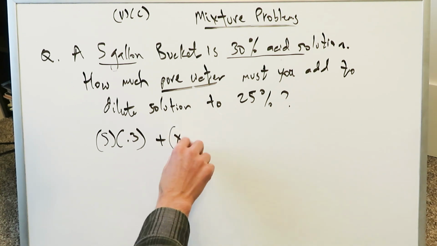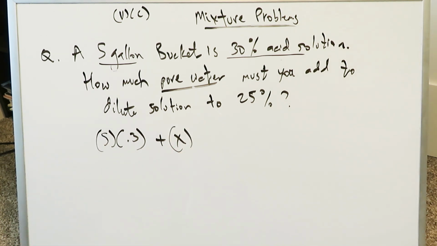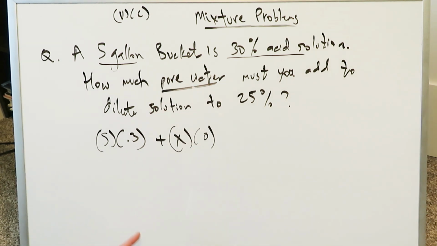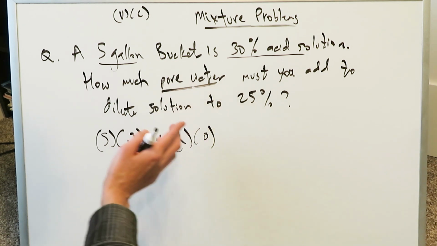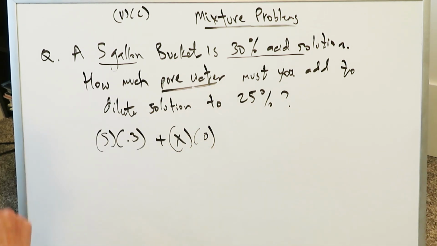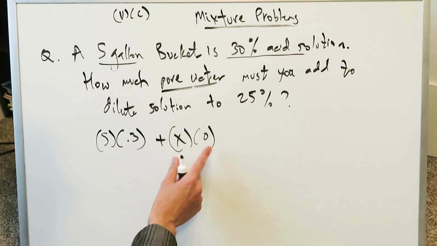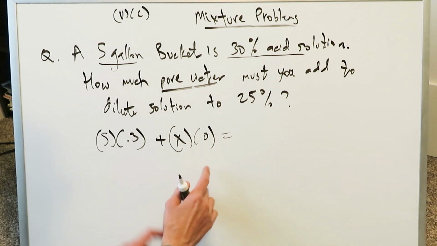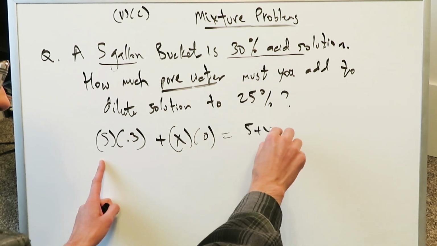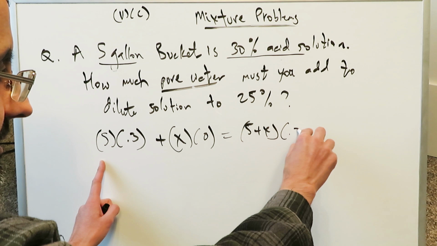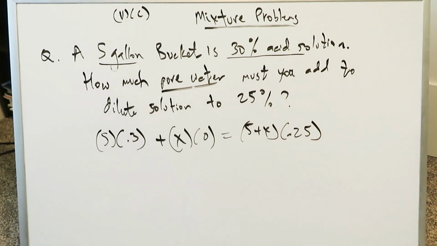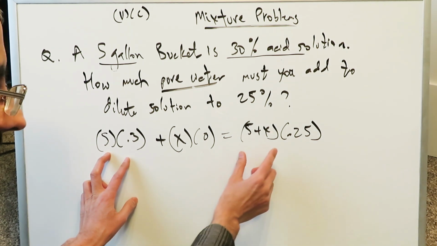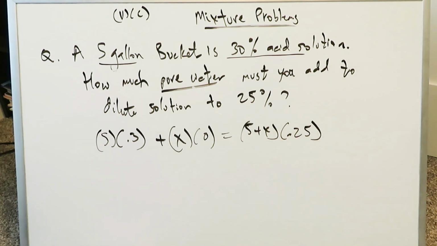How much pure water must you add? x. That's your volume. But what is water in terms of acid solution? Pure water is 100% water and 0% in terms of acid. So you have x times 0. This is being added to give you a solution that's 25%. But what will be the resulting volume? It'll be 5 plus x times the concentration. The desired outcome is 0.25. This is what you're starting with, this is the amount of pure water you're adding, and this is your final volume with the final concentration.